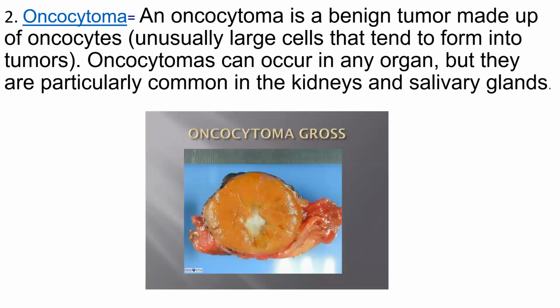This is how oncocytoma looks. It is a tumor, isn't it? These are the unusually large cells that keep on forming and then tend to form into a tumor. This is how oncocytoma looks. Okay, next.